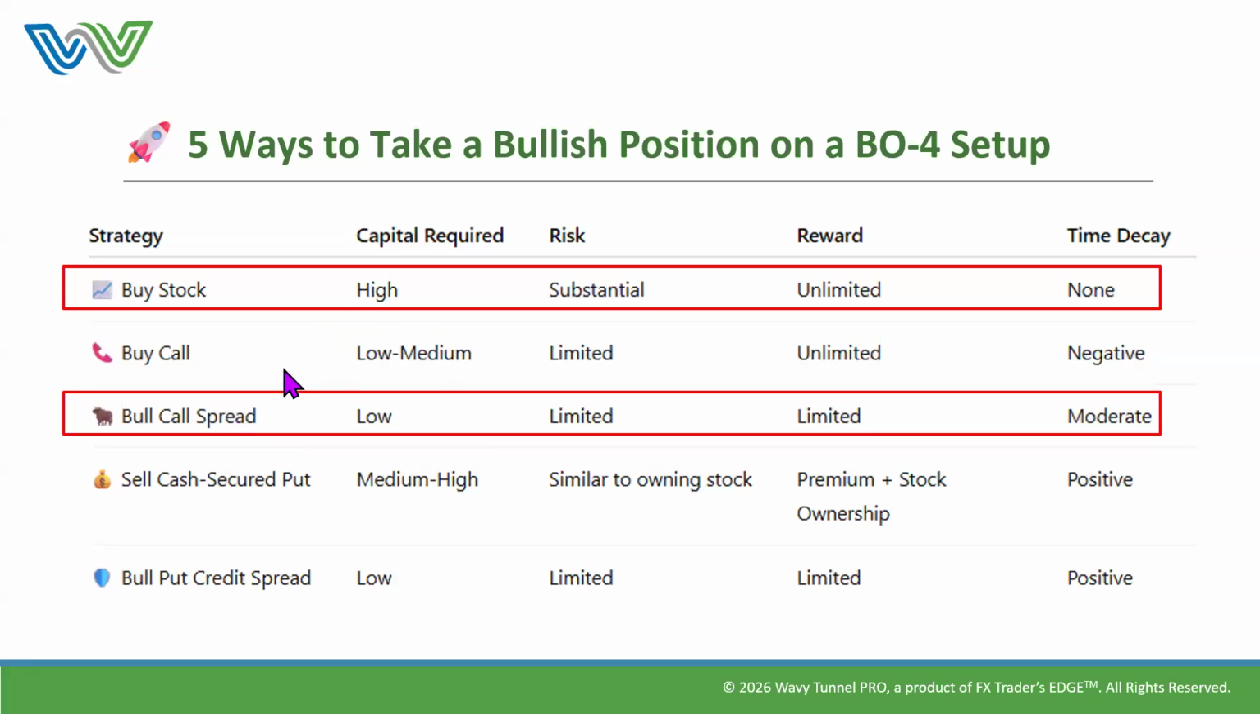Because you're buying a call and then selling a call above it, you're limiting your profit, but you're also reducing the price of an outright call. So I have bought the stock on a few and bought a bull call spread on a few, which I will show you. Why don't we go to the dashboard now?